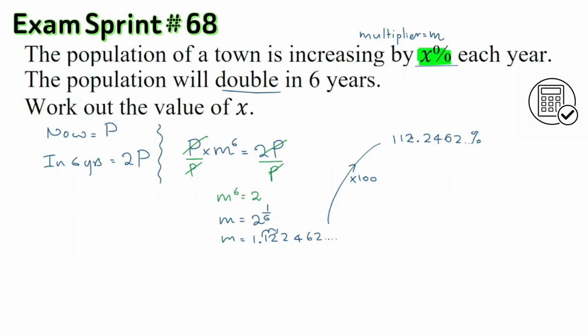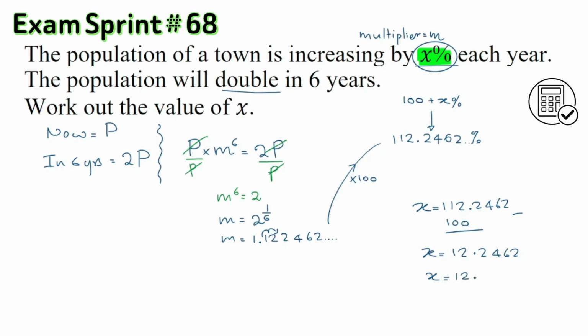Now we get this one when you add X% to 100. So 100 add X% gives you this. So I need to find my X, and all I need to do is 112.2462 take away 100. So my X here is 12.2462. The question doesn't specify how many decimal places you want. So let's go to 2 decimal places, 12.25%.